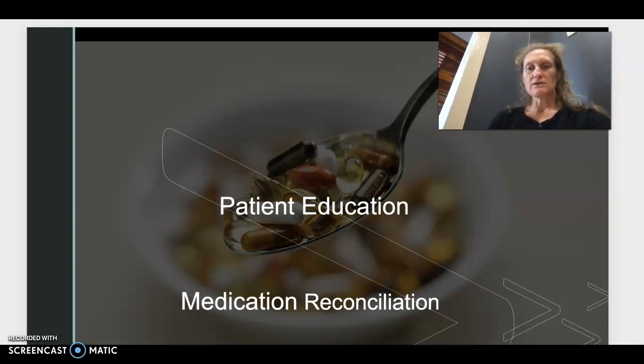Also, a big part of case management is medication reconciliation. You may be aware of some medication issues that the patient has, so you would share that with the physician and the pharmacist, because you do want to get the medications right upon discharge to hopefully prevent any medication errors or even readmissions due to medications.